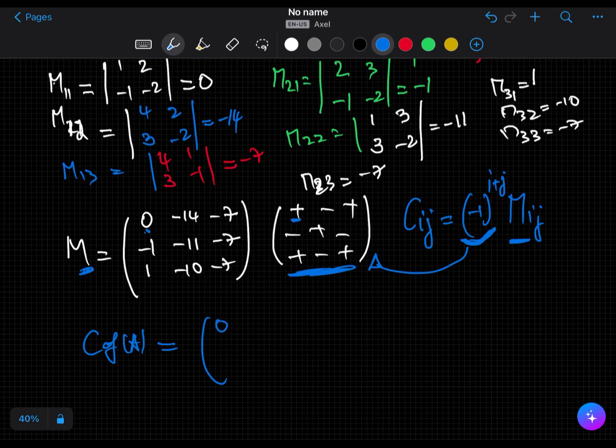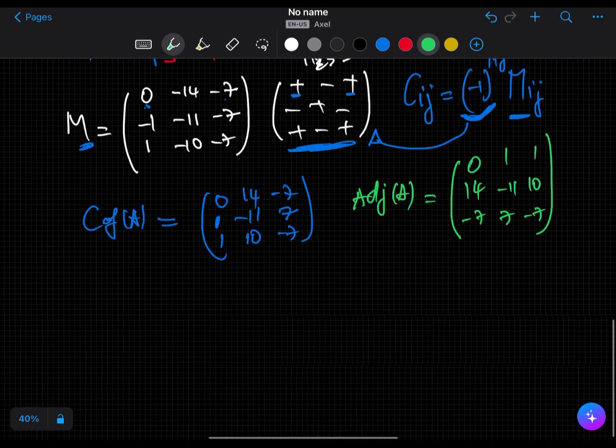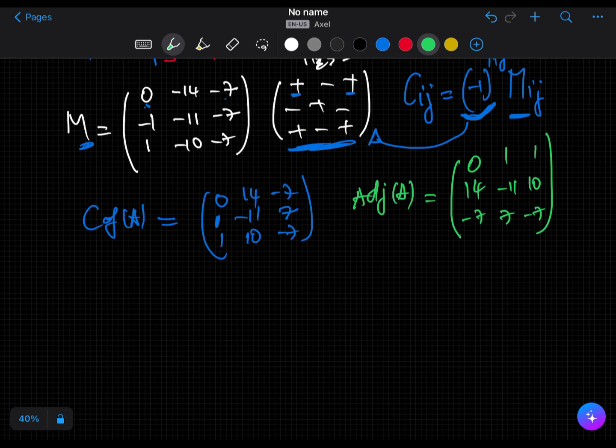If I do minus 14 times minus is 14, right? If I do minus 7 times plus is minus 7. If I do minus 1 times minus, I will have 1, right? Then minus 11, then 7, then 1, then 10, then minus 7, right? Therefore, the adjoint will simply be the cofactor transposed. So I will have to transpose this matrix, which is equal to 0, 14, minus 7, 1, minus 11, 7, 1, 10, minus 7. Okay, so I have the adjoint.